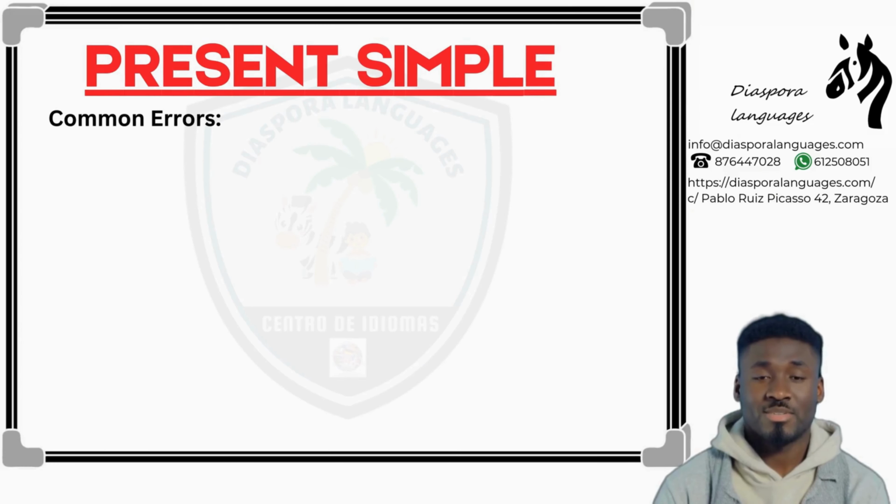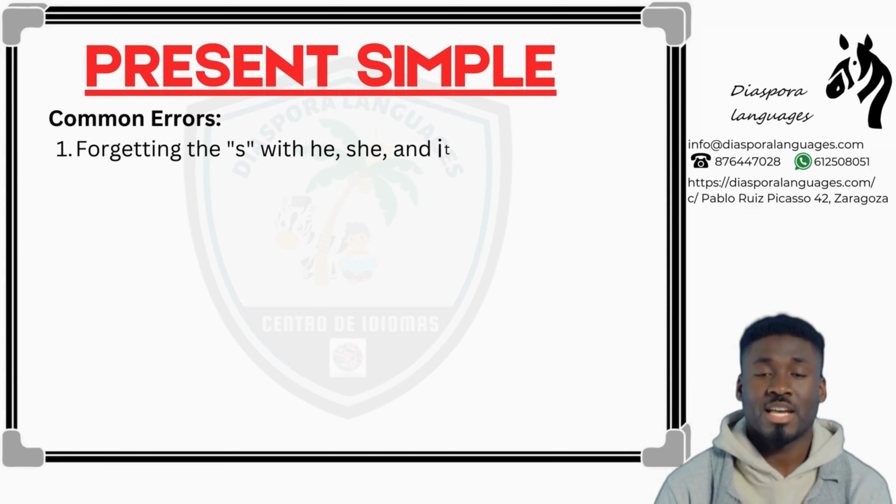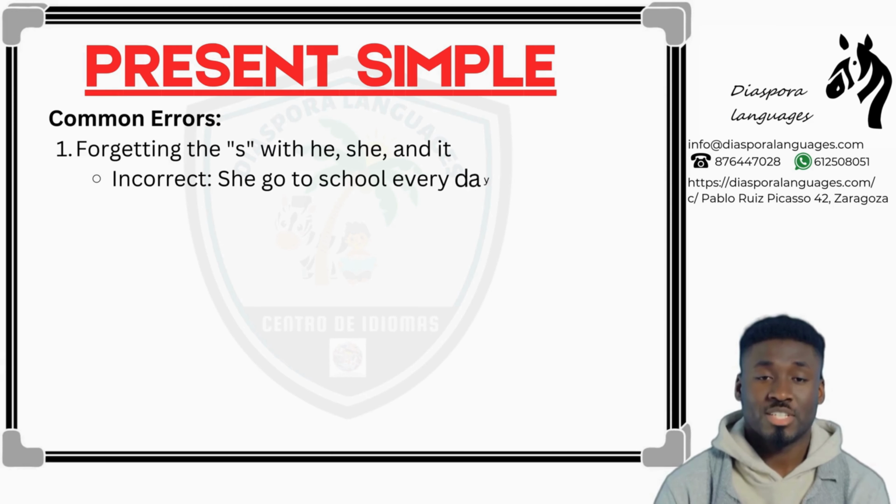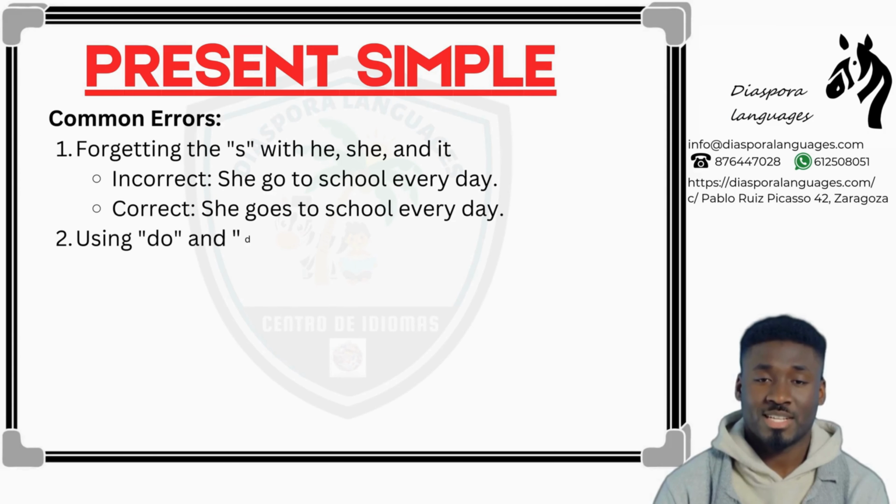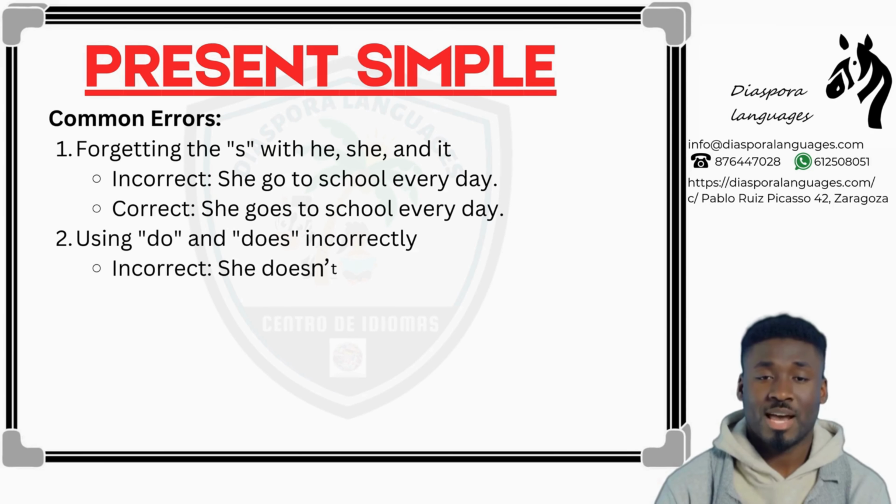Now, let's go over some common errors that students make so you don't fall into these traps. One, forgetting the S with he, she, and it. Incorrect: she go to school every day. Correct: she goes to school every day. Two, using do and does incorrectly. Incorrect: she don't like tea. Correct: she doesn't like tea.